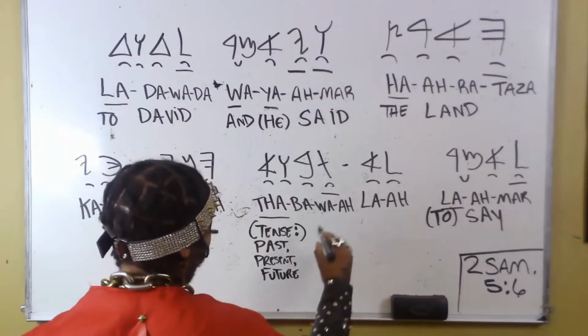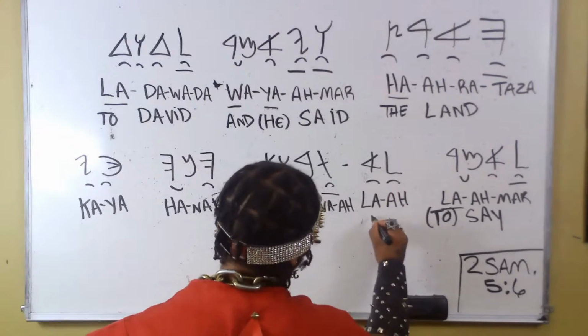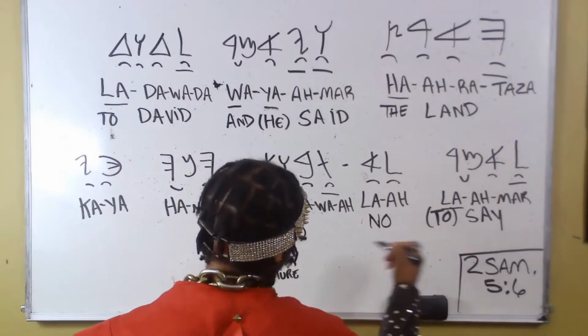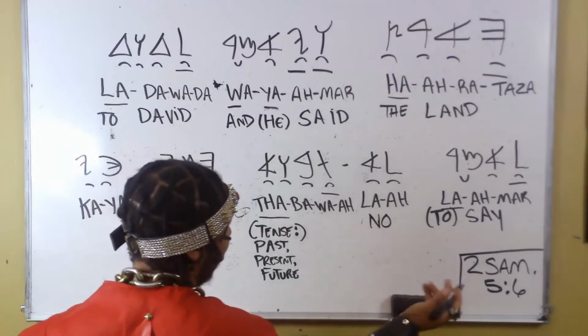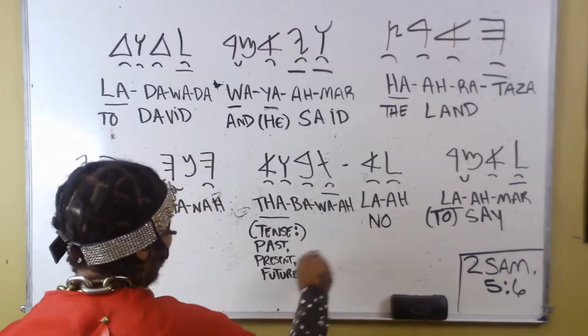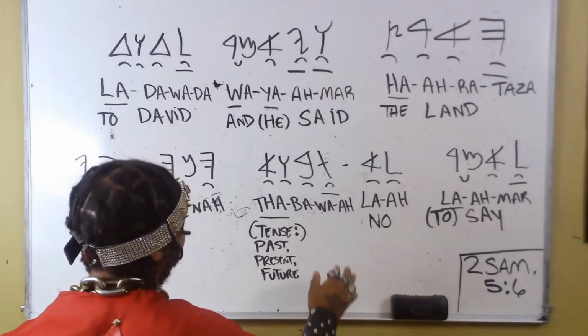The word bawa'ah was to say, come. Oh, so I can la'ah. La'ah is a word that means no or not. We'll stick with no. That's the basic meaning. To say no and then come in, enter in.